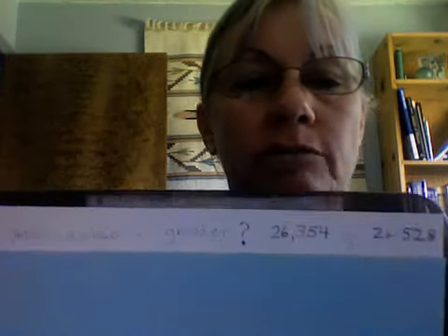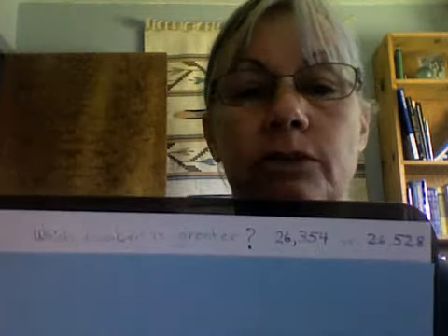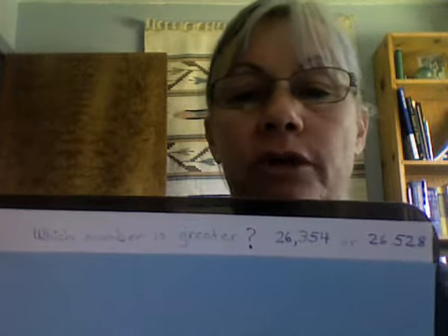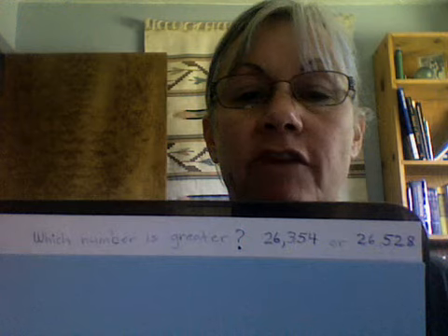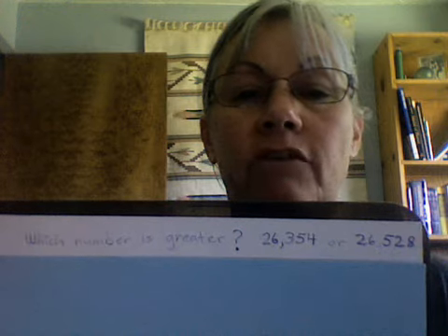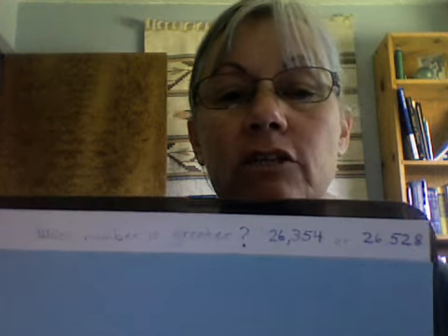Today we're going to continue working with higher numbers, and we're going to compare, determining which number is higher or lower than another number. If we're going to answer the question which number is higher, greater, 26,354 or 26,528, the first way in deciding which answer is correct is by comparing the numbers in a place value chart.